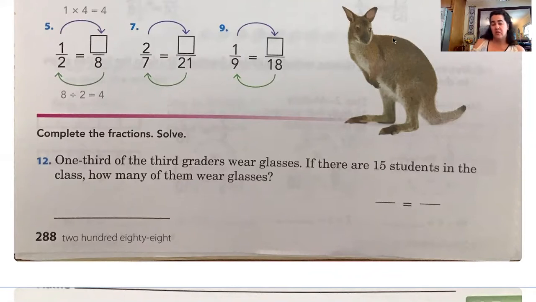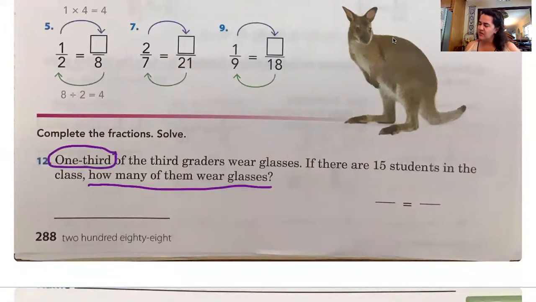Boys and girls, this is a word problem, so I'll do it with you. It says 1/3 of the third graders wear glasses. If there are 15 students in the class, how many wear glasses? Well, let's start with the question. It says how many of them wear glasses? It tells us we have 1/3 of the third graders and that we have 15 whole in our whole group, right? So we're talking about 1/3 is equivalent to how many of the 15 wear glasses, right?